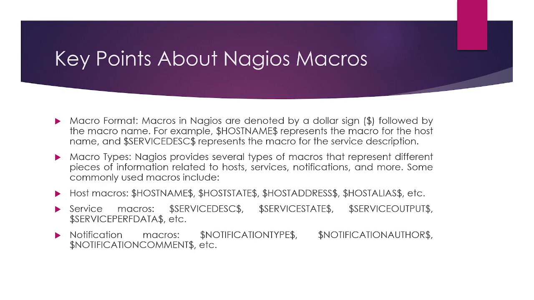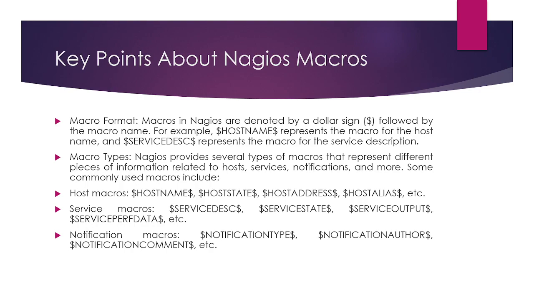Key points about Nagios macros. Macro format. Macros in Nagios are denoted by a $ sign followed by the macro name. For example, $HOSTNAME$ represents the macro for the hostname, and $SERVICEDESC$ represents the macro for the service description.